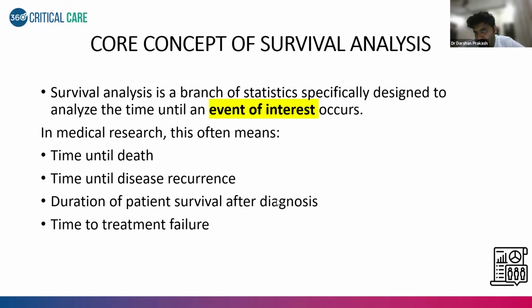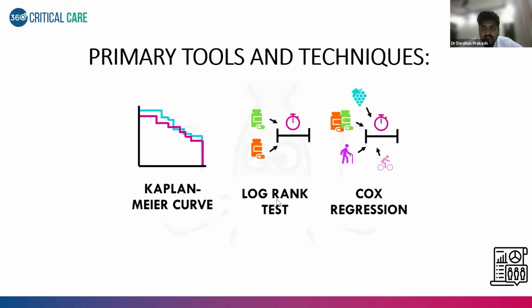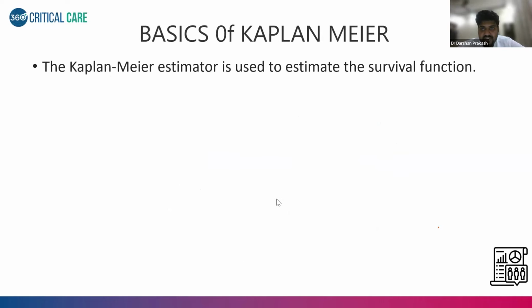So what are the tools and techniques available for us to reach a conclusion in survival analysis? It can be a Kaplan-Meier curve, a log rank test, or a Cox regression, as I've already mentioned earlier. I'll be talking to you about the Kaplan-Meier curve in detail. What are the basics of the Kaplan-Meier curve? It is an estimator used to understand the survival function. If they ask you a question about the Kaplan-Meier curve, first state the definition: it is a survival analysis tool.